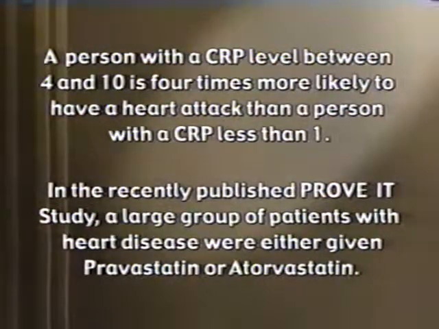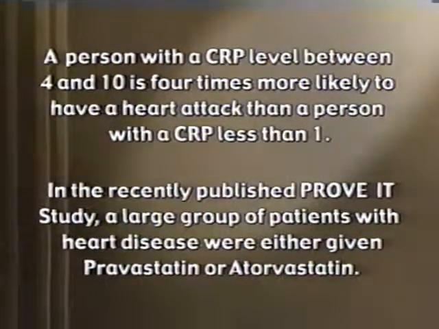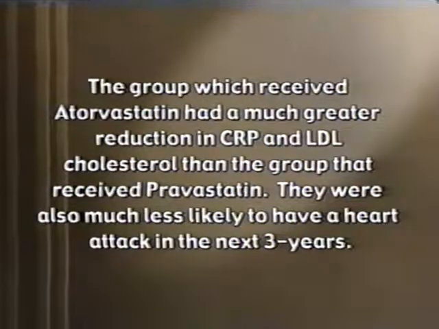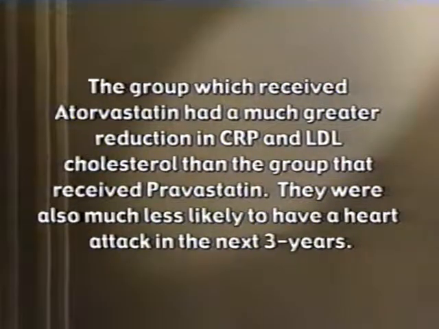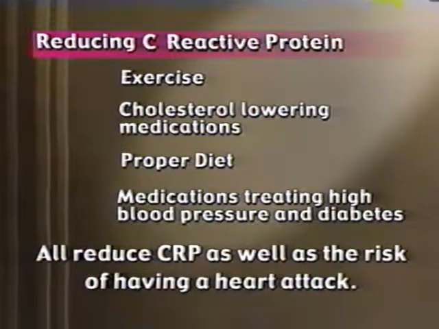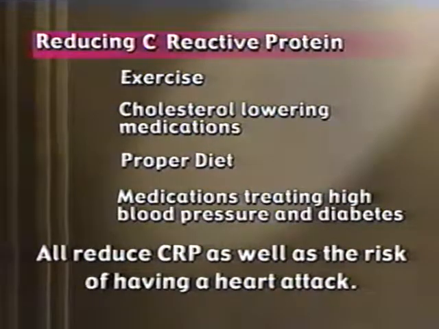In the recently published PROVE-IT study, a large group of patients with heart disease were given either pravastatin or atorvastatin. The group which received atorvastatin had a much greater reduction in CRP and LDL cholesterol than the group that received pravastatin. They were also much less likely to have a heart attack in the next 3 years. We now realize that many of the things that reduce the risk of having a heart attack also reduce CRP. For example, exercise, cholesterol-lowering medications, proper diet, medications which treat high blood pressure, and diabetes all reduce CRP as well as the risk of having a heart attack.